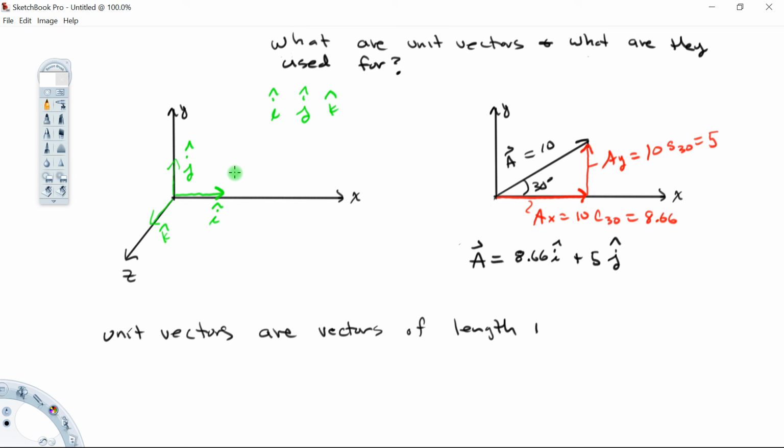And then what are they used for? They're used for giving directions. So basically over here, the alternative way to express this vector would be 8.66i plus 5j. I'll save other examples for other videos. So I hope this video helps answer the question of what unit vectors are.